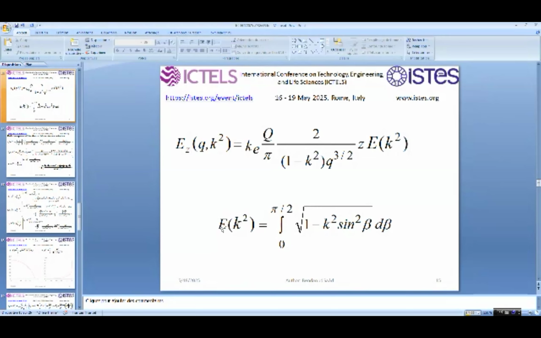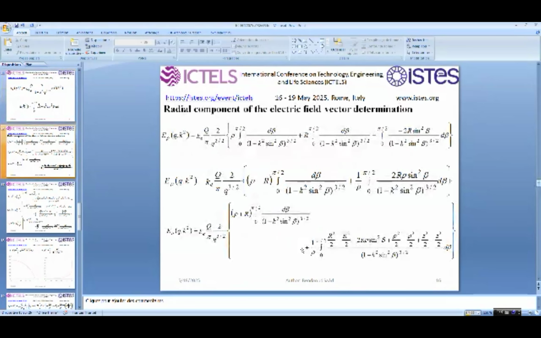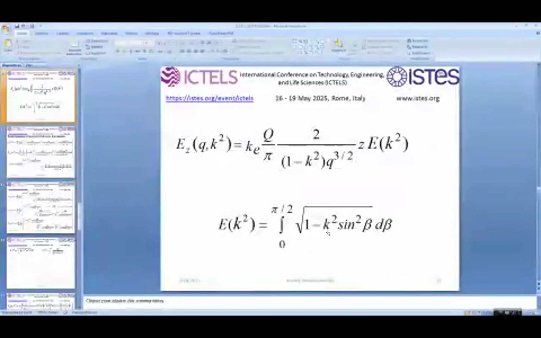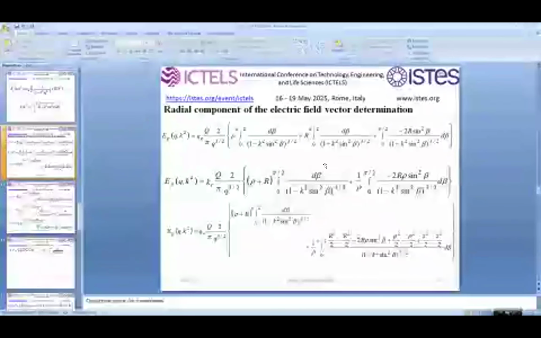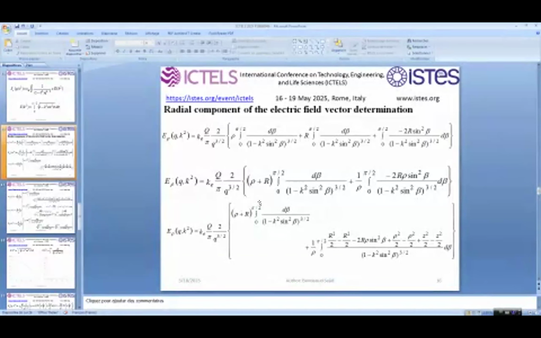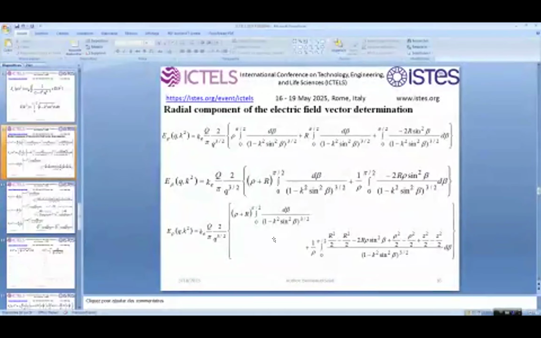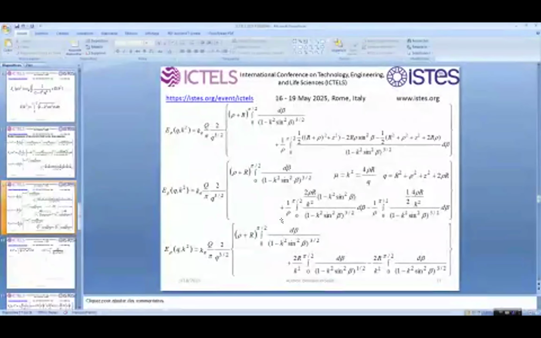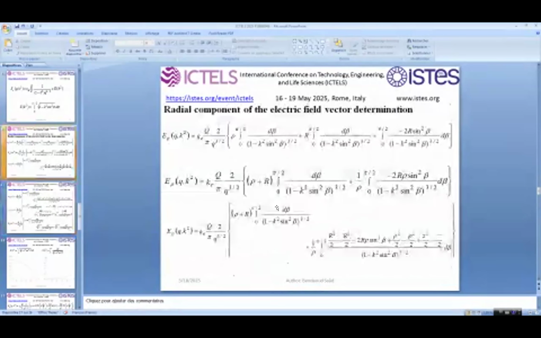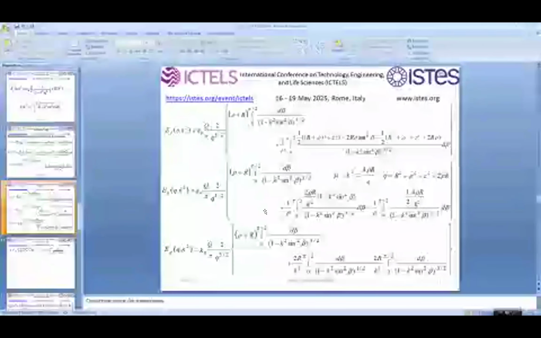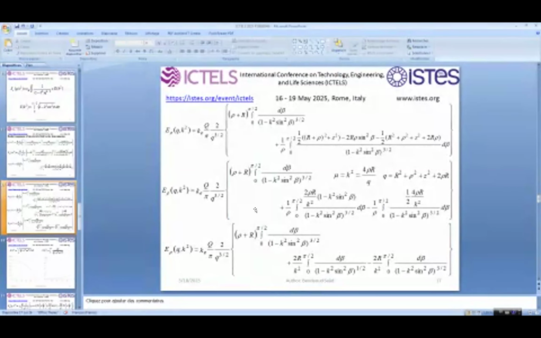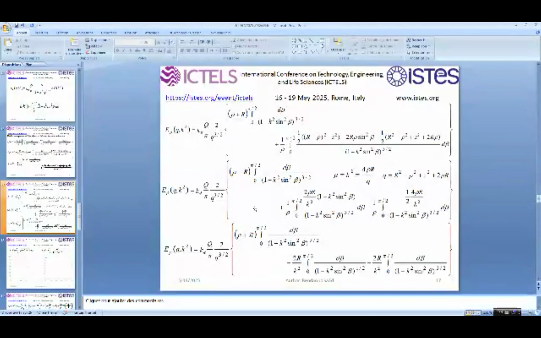Where A is the complete elliptic integral of the second kind. This expression is here. And the radial component of the electric field vector is determined by another method, the direct method. And we'll make a hard calculation here. Take perhaps 14 pages to make this by hand.